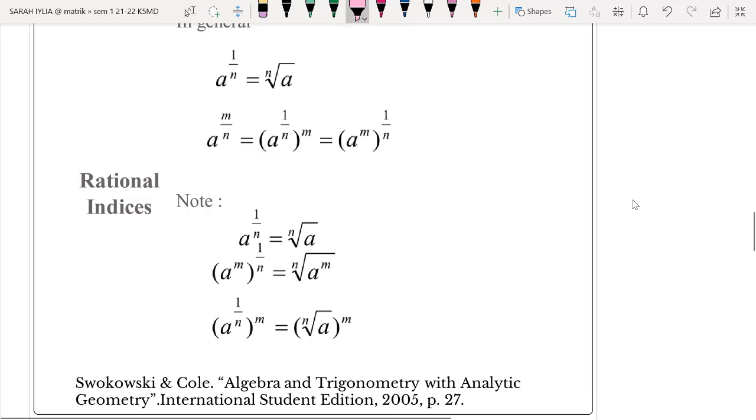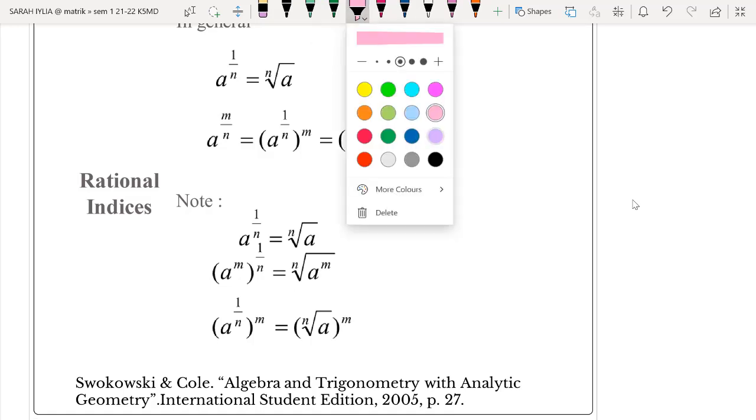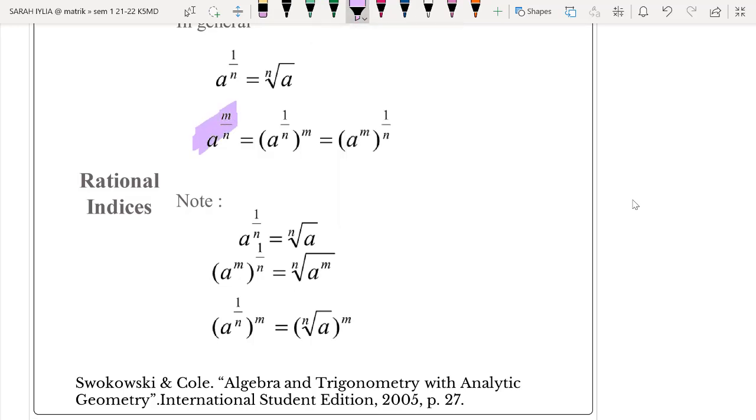If we have A to the power of M over N. Okay, what happened here, you must separate between M and N. Numerator and denominator part on your fraction, you separate it out. Awak asingkan benda tu. So, you can rewrite as A to the power of 1 over N times M. Boleh asingkan macam ni. Ataupun M yang duduk dalam 1 over N outside of the bracket pun boleh juga. Dia akan jadi sama maksud.